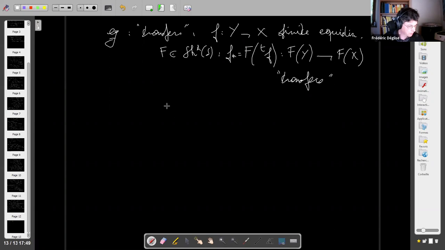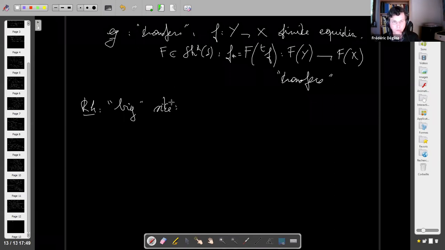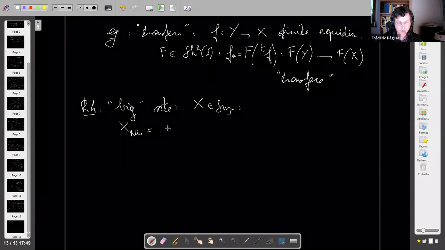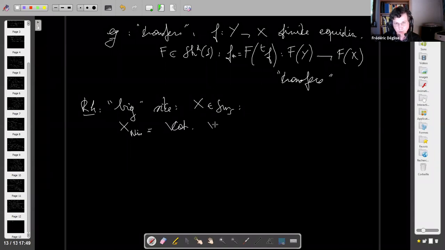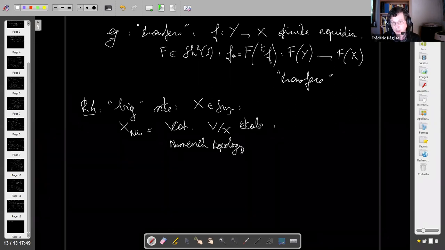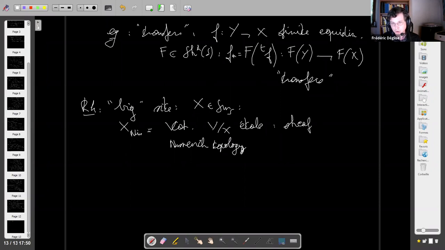Maybe before going to the next step, I just want to add a remark about this notion of big site. How can you interpret this notion of big site? Of course, if X is a smooth scheme over S, then you still have a small Nisnevich site, like for the étale topology. It is made by the category of schemes V over X which are étale over X, and then you endow it with the Nisnevich topology. And you have a notion of sheaf on X_Nis.